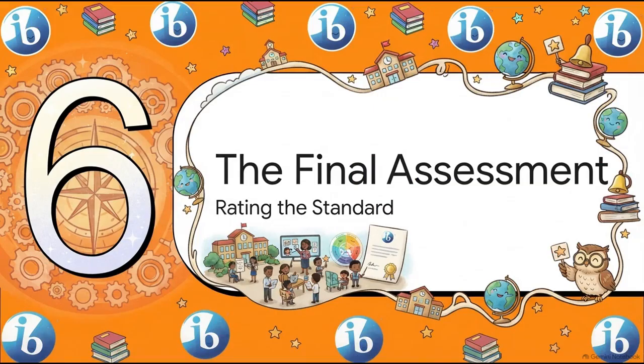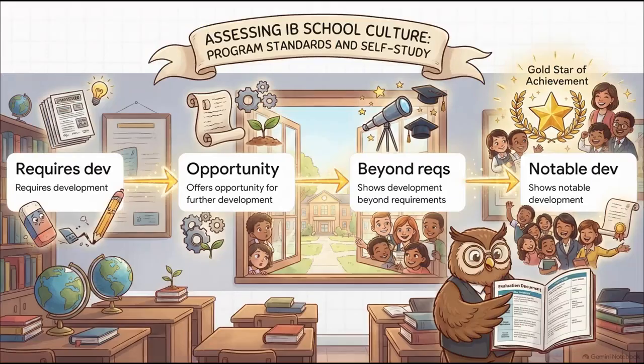Section 6, the final assessment. Bringing it all together to rate the standard. Okay, we've reached the finish line of the evaluation. After you've gone through and honestly rated every single individual practice within the culture standard, you have to zoom out. You look at the big picture and rate the entire standard across these 4 aspirational tiers. You'll decide if the standard overall requires development, offers opportunity for further development, shows development beyond requirements, or shows notable development.